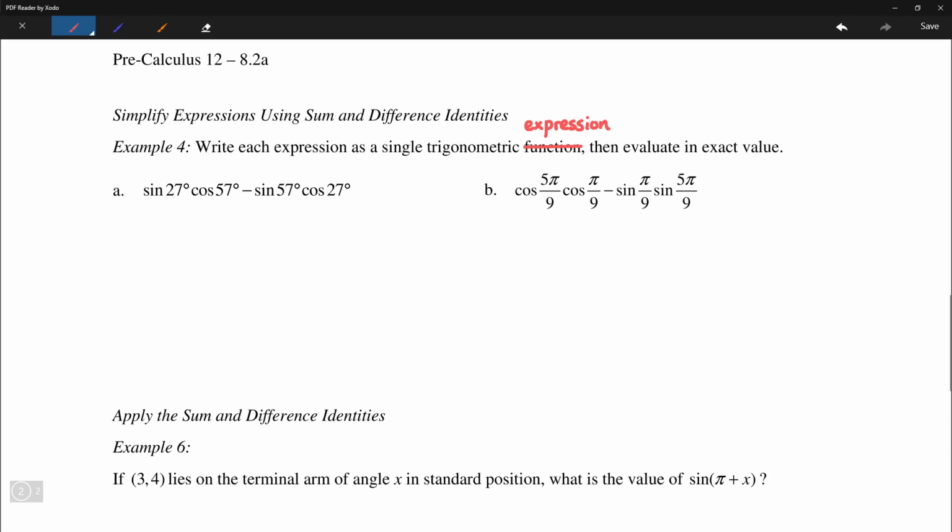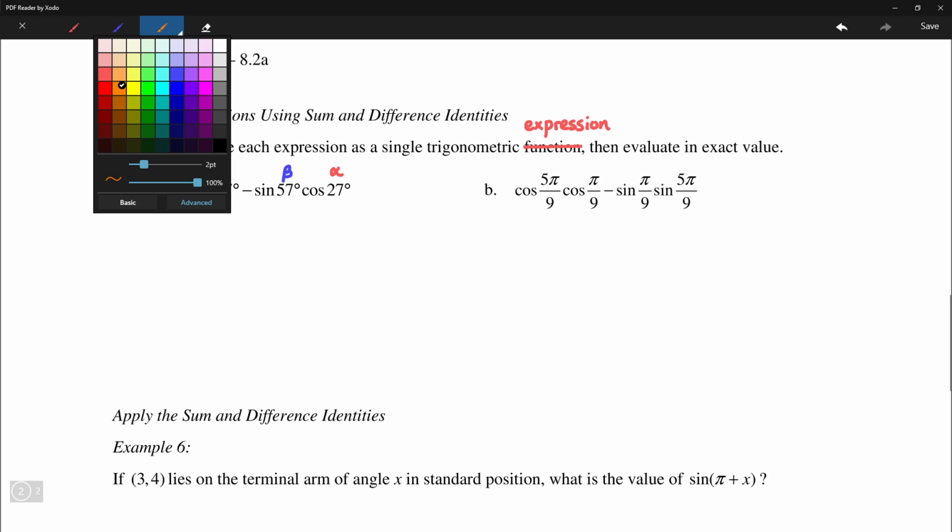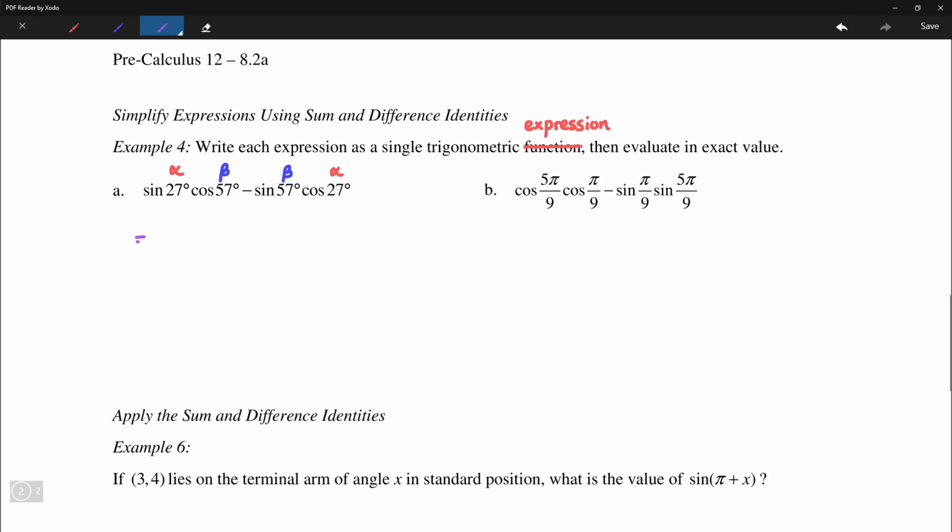Okay, so we can let the first 27 degrees be alpha, and then the 57 degrees be beta. And notice that this is actually the difference identity for sine. So we can rewrite this as just sine 27 degrees minus 57 degrees. Okay, the order matters here because it is a difference. So we'll get sine negative 30 degrees.